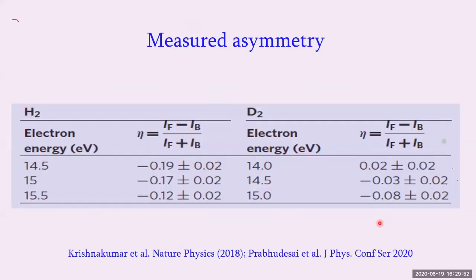Okay, before that, let me show you the table of the measured asymmetries. The asymmetry parameter we define as the forward minus backward intensity divided by forward plus backward intensity. So you can see that at different electron energies, we have minus 0.19, minus 0.17, minus 0.12 for H2, and 0.02, 0.03, minus 0.03, and minus 0.08 for D2.